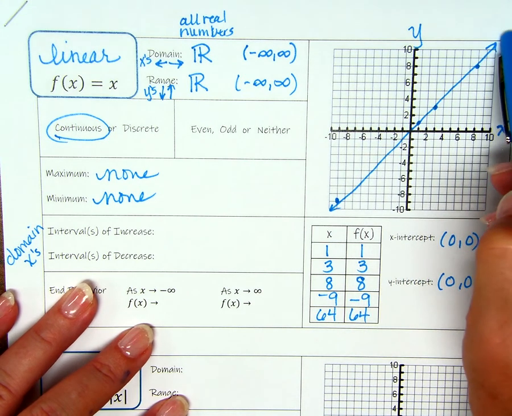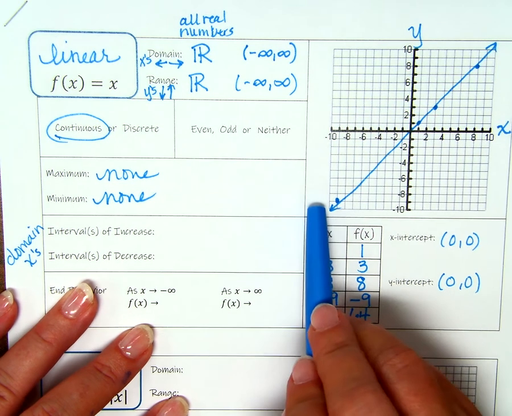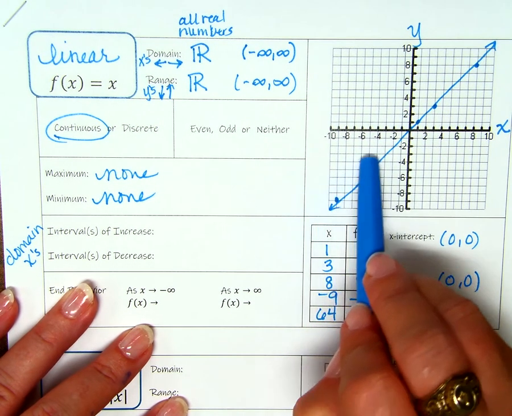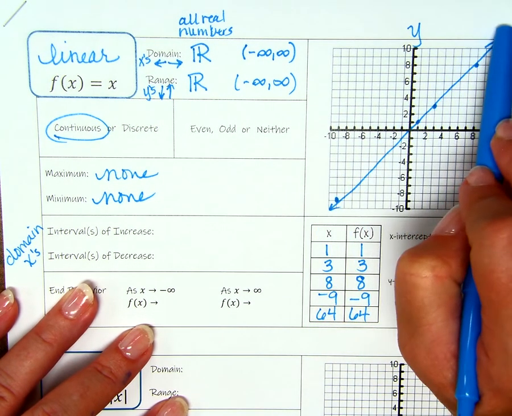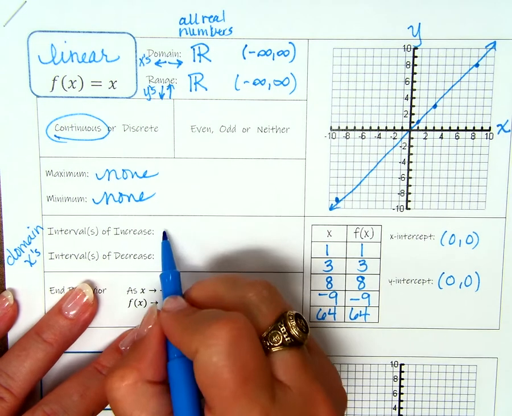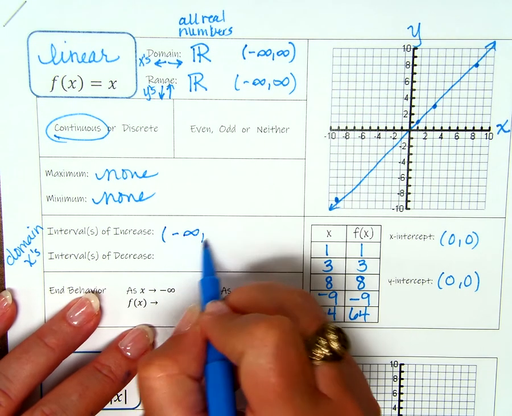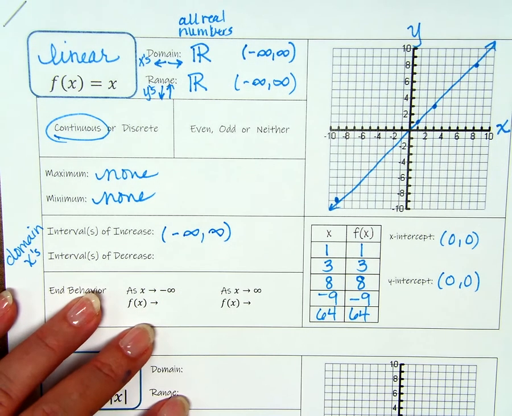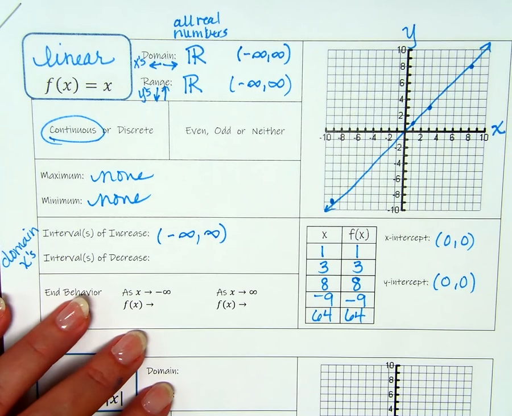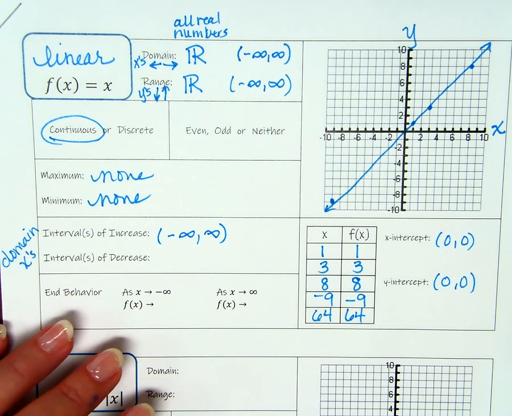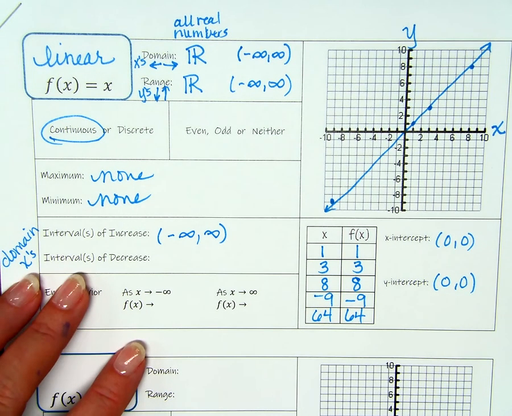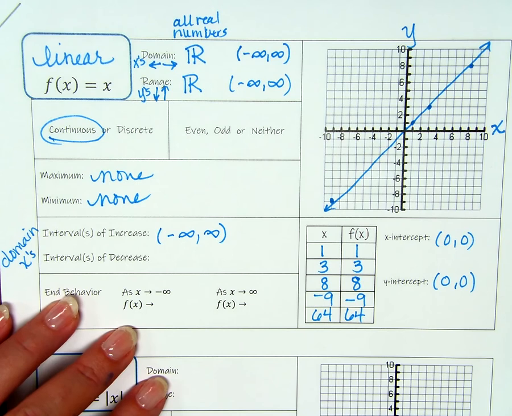Can you tell that it's increasing the whole time? Because I'm starting on the left and I'm just following the path of the graph. Where is it increasing? The whole time, right? So it's increasing over the whole domain. And maybe that's a little confusing at first until we start to talk about the intervals of decrease.